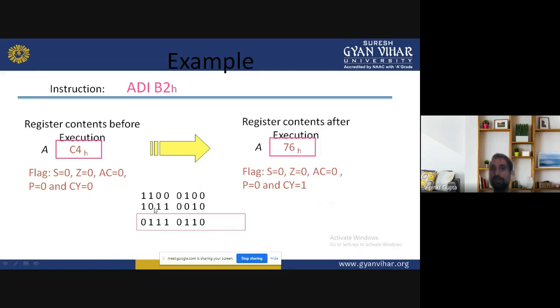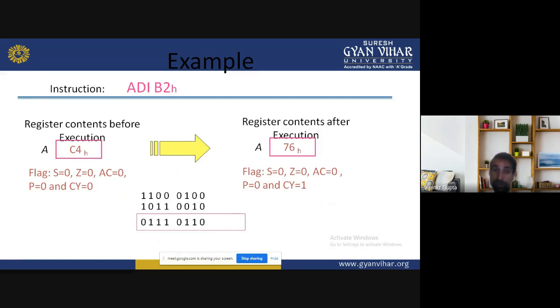These are both positive numbers, so the sign flag is 0. Number of ones we are counting: 5 ones are there, so the parity is odd, so we write the parity flag as 0. The zero flag is set when all the values are 0, but here some ones are available, so the zero flag is 0. Now auxiliary carry. The D3 bit does not generate a carry, that's why auxiliary carry is 0. And carry is generated, so the carry flag is 1.